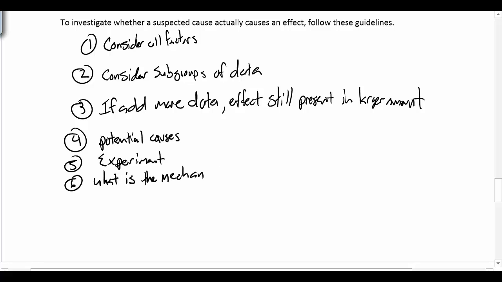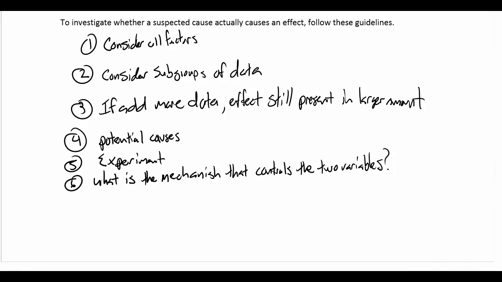Now, let me finish writing this out. There's a mechanism that controls the two variables. So, in other words, in a good cause and effect relationship, we should be able to describe why. Why is this, like the divorce rate and margarine example, why would margarine consumption have to do with the divorce rate, I guess? And if we can't answer that question, then chances are there is no defined relationship, or maybe we just need to go investigate it further.